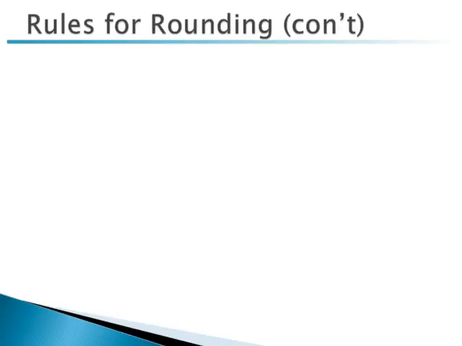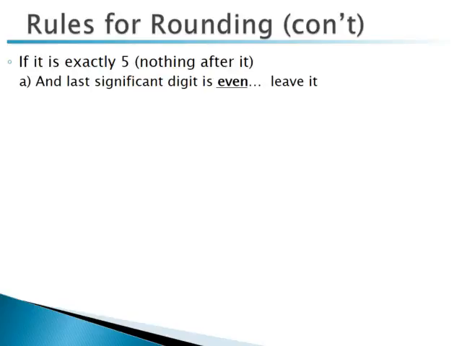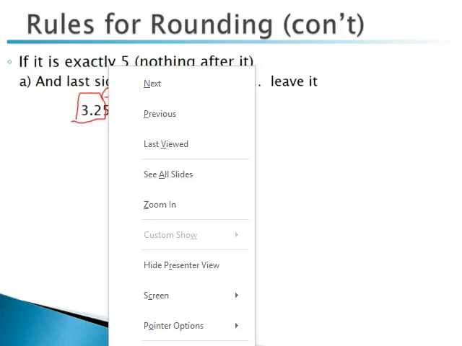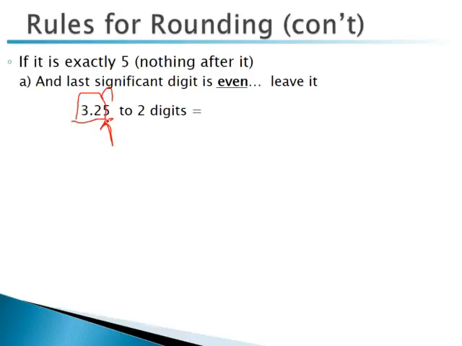Okay, there's one last rule for rounding, and that's if the number is exactly a 5. So let's say we have a number and it's exactly a 5, then there are 2 different ways to handle it. The first way is if the last significant digit is an even number. In that case, you leave it alone. So we have 3.25, and we only needed 2 significant digits. So that would be the 3.2. When we look to the right, it's exactly a 5, and that's the case I'm talking about. So we have to look at that last significant digit. In this case, it is a 2, so we're going to leave it at 3.2. We wouldn't round it up to 3.3.